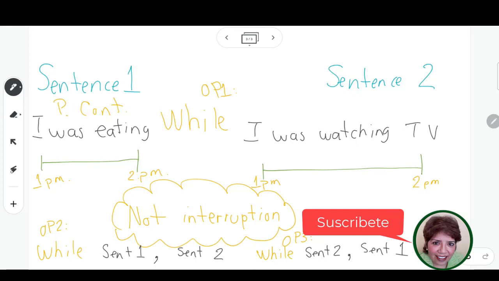And with this video, you know how to use these two connectors, when and while.